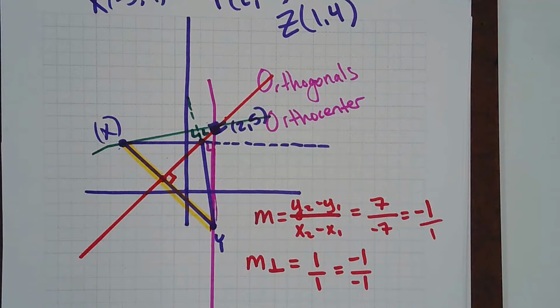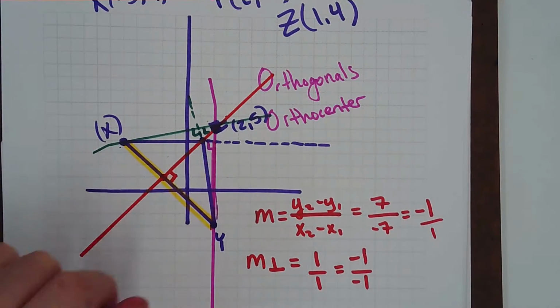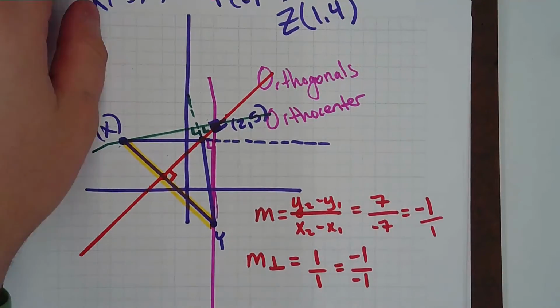What's another word for orthogonal? Perpendicular. Height. Perpendicular, exactly. Or height or altitude, right? The key is the perpendicular part, the 90 degrees. That's what we need.